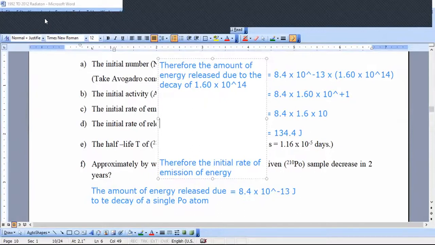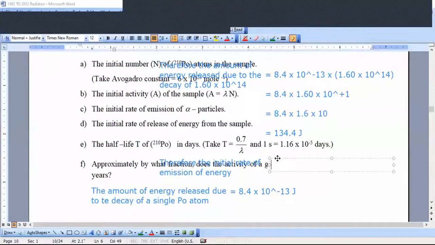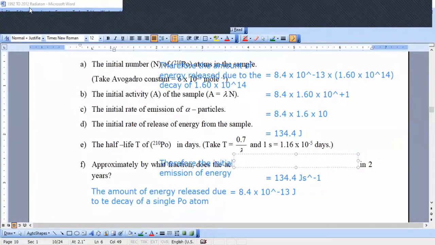Therefore, the amount of energy released for 1 second is 134.4. Therefore, the rate of emission of energy is also that value, 134.4, and the unit is joules per second. So do not forget to write the units, joules per second. Got it? Is it clear for all?